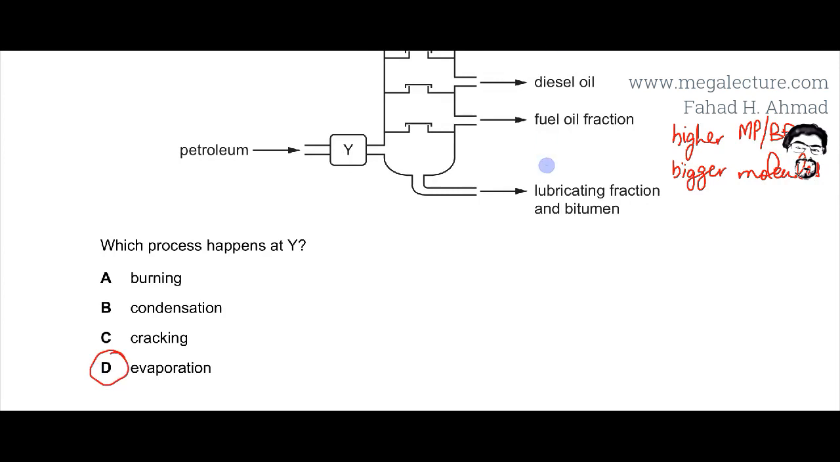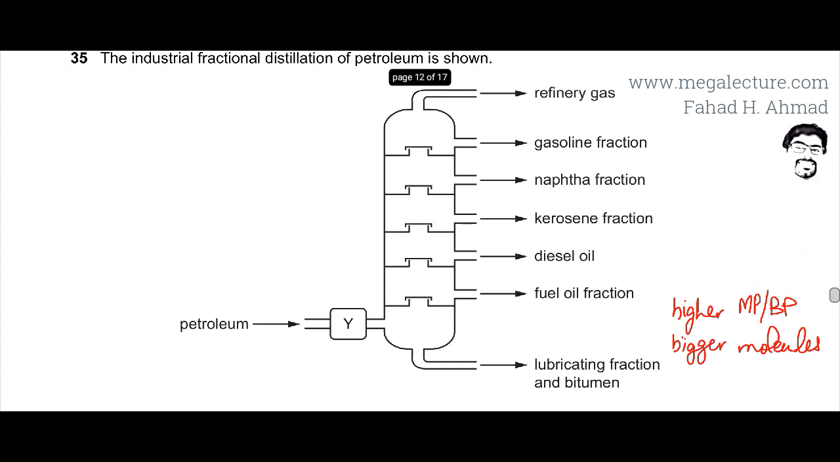So the evaporated petroleum is passed through, where it condenses slowly as the temperature drops, and you get different fractions at different points. Higher temperatures at the bottom, so higher melting and boiling point substances condense first, and lower melting and boiling point substances condense later on.